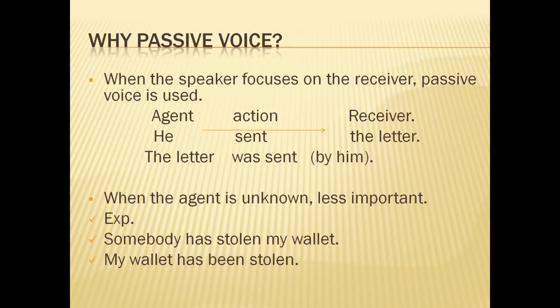When the agent is unknown or less important, then also we use the passive voice. For example, let's have a look at these sentences. Somebody has stolen my wallet. Here the speaker doesn't know who has stolen his wallet. So it's better to say, my wallet has been stolen.